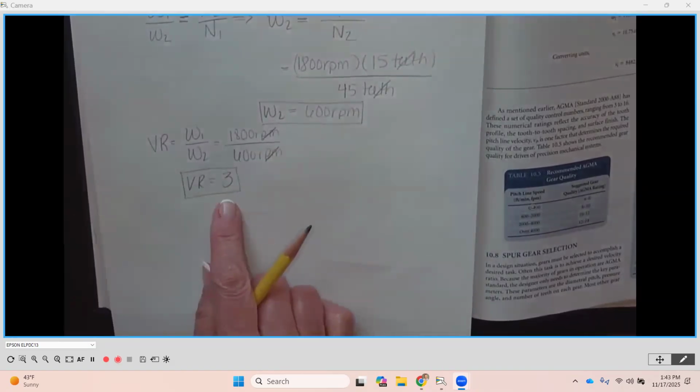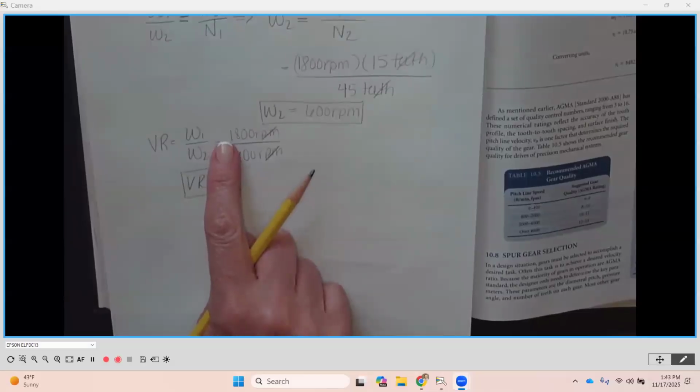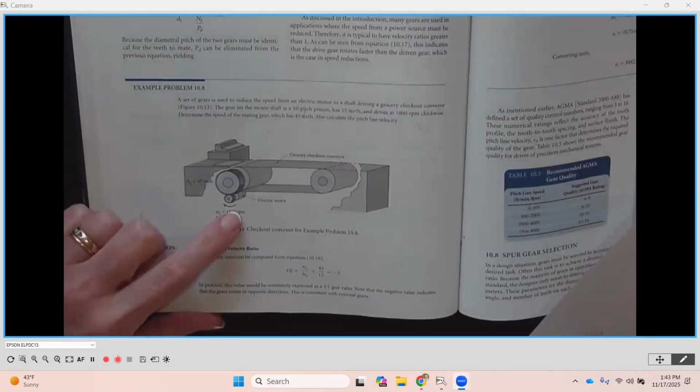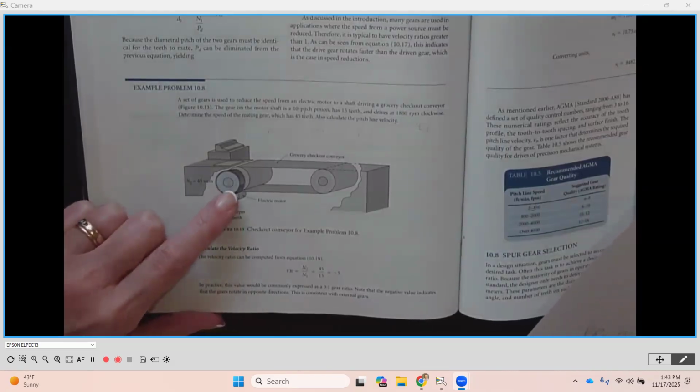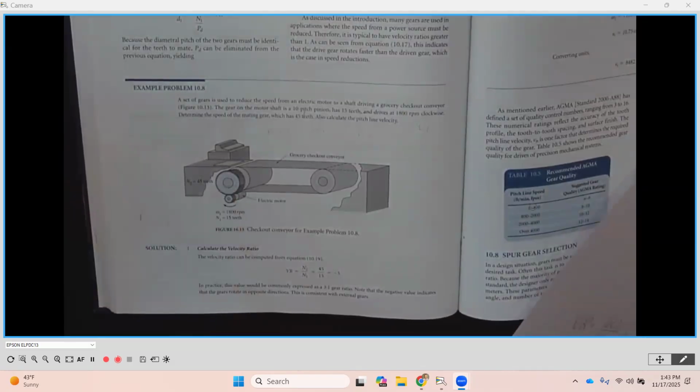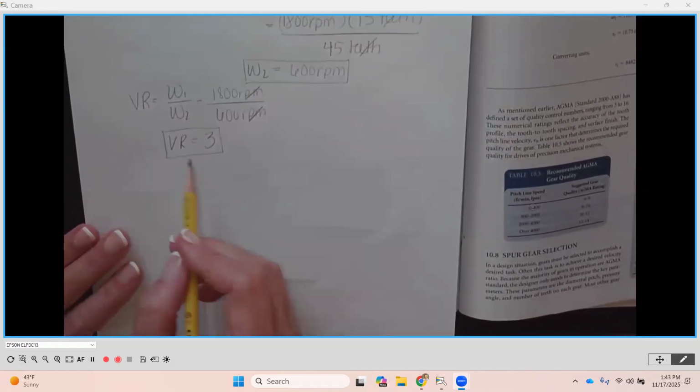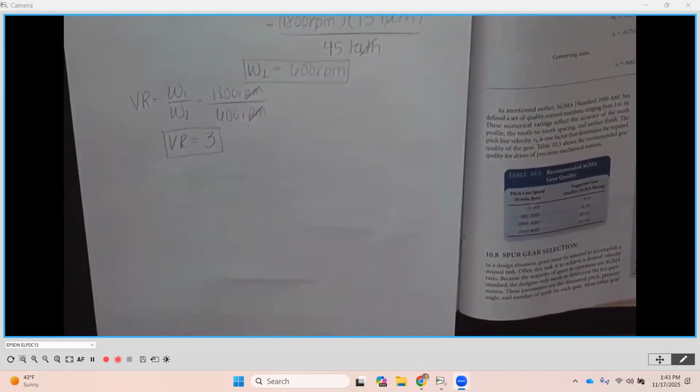What this tells me is that my pinion, my motor, has to go around 3 times in order to get my output gear to go around just once. So that's a 3-to-1 ratio. Again, it didn't ask for this, but I'm going to be looking for it to make sure that you do it. It's just kind of a logical, natural thing to do right now.